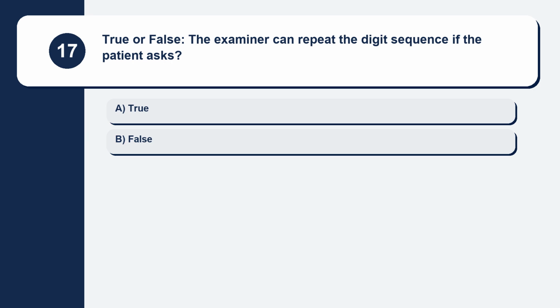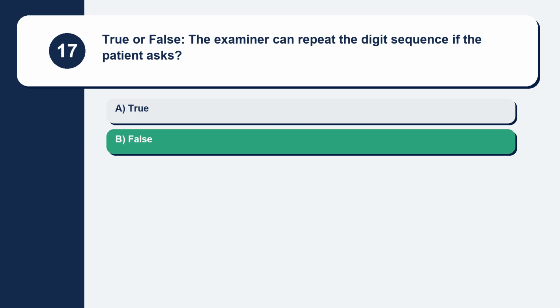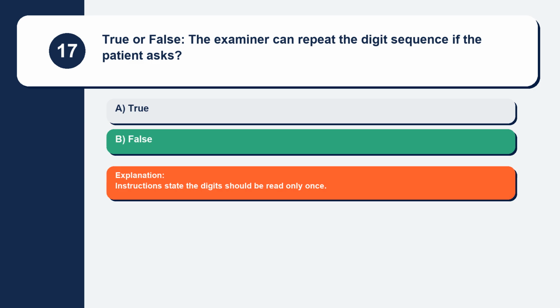Question 17. True or false, the examiner can repeat the digit sequence if the patient asks. True. False. Instructions state the digits should be read only once.